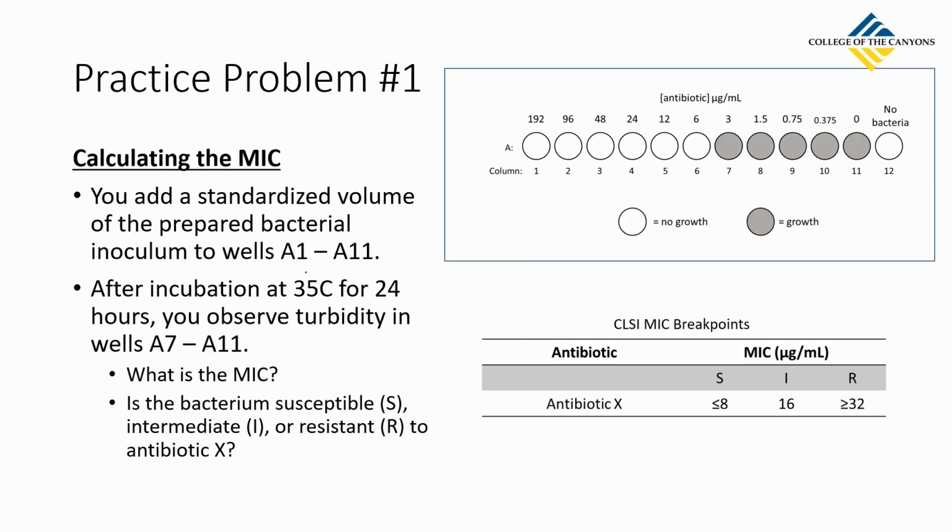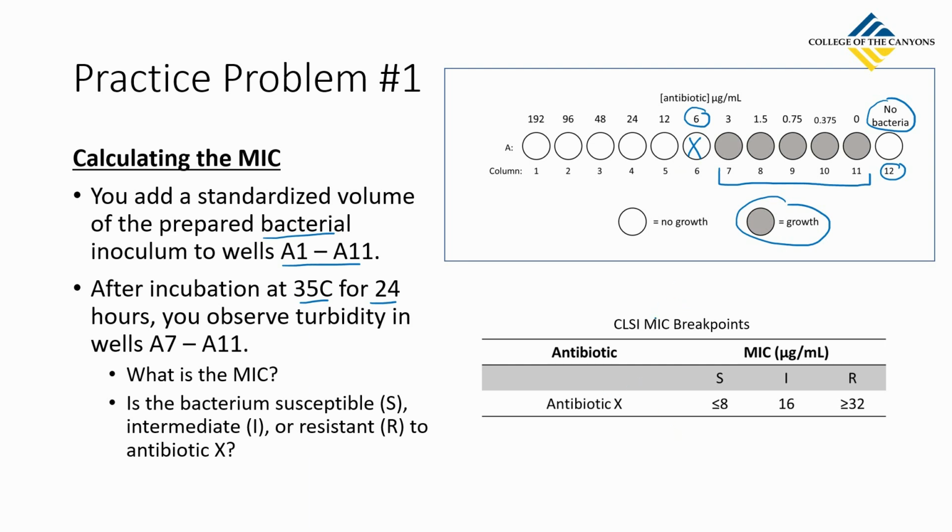So now we finished setting up the 96 well plate by inoculating each of the wells A through 11 with the bacteria. Remember, A12 is the no bacteria control well. We incubate that plate at 35 degrees for 24 hours, and then we observe turbidity in wells A7 through A11. Okay. So the well that has the minimal inhibitory concentration is A6, and we've already calculated the concentration of antibiotic X in well A6 to be 6 micrograms per mil.